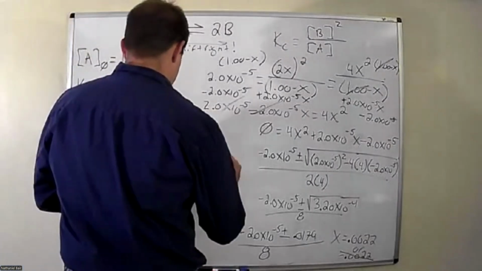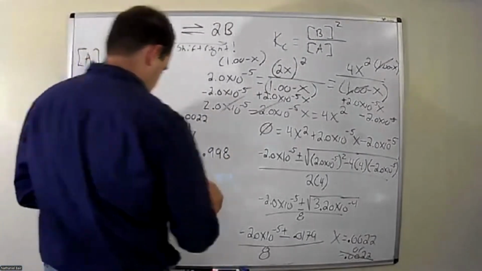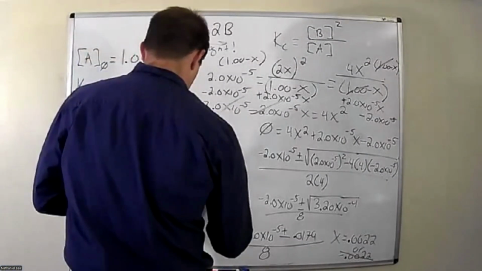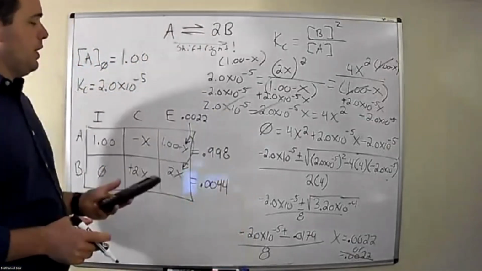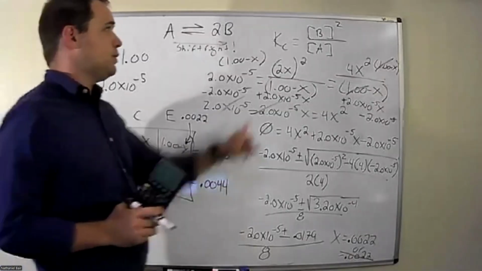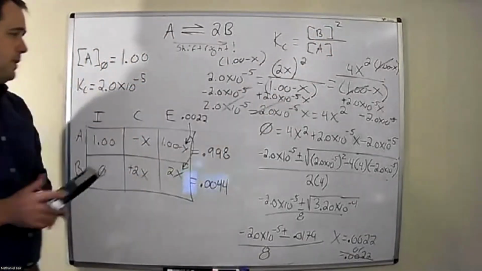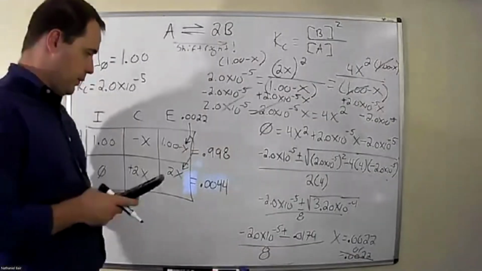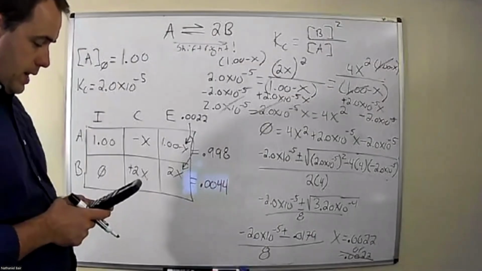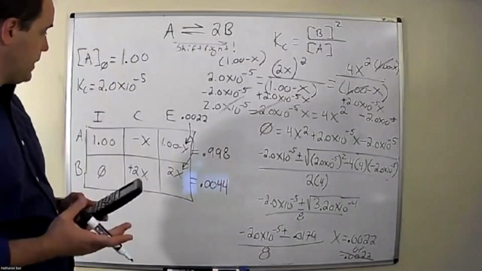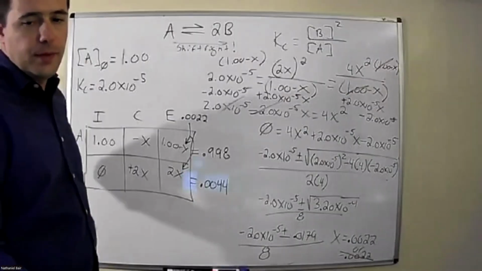As 0.998 and 0.0044. And now you can always check your work. If I do this squared divided by that, I should hopefully get 2 times 10 to the negative fifth. Let's try it out. 0.0044 squared divided by 0.998. And I got 1.9 times 10 to the negative fifth. Close enough. It's rounding that gets us off there.